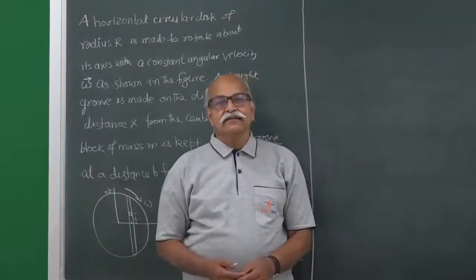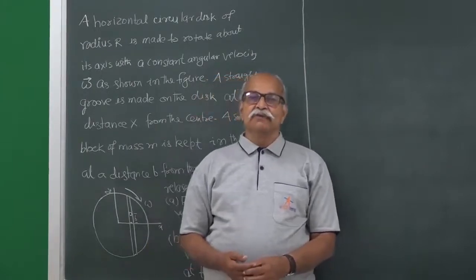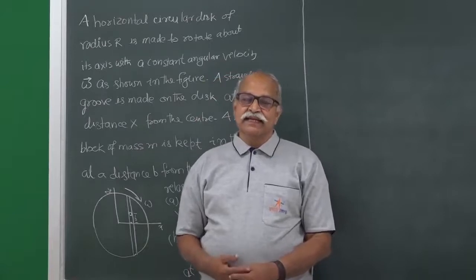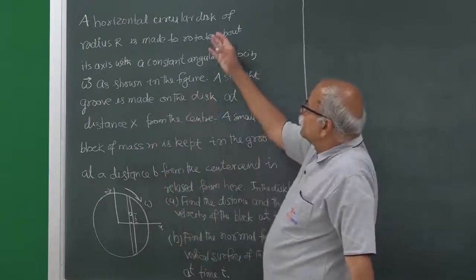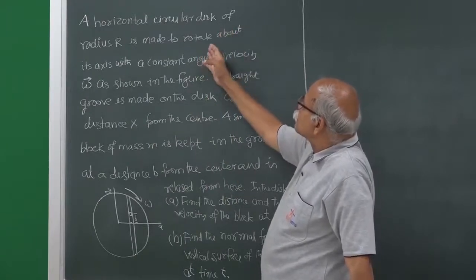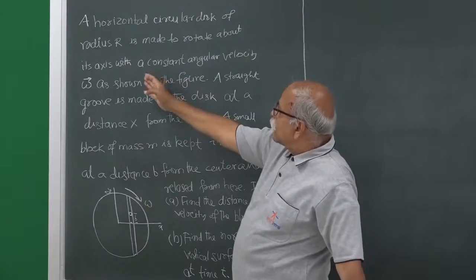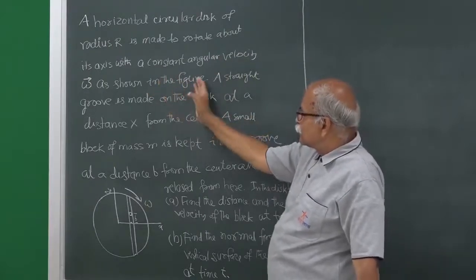So, to practice Coriolis force and centrifugal force, we will do some more problems, and the first problem of today is this: a horizontal circular disc of radius capital R is made to rotate about its axis with a constant angular velocity omega as shown in the figure.